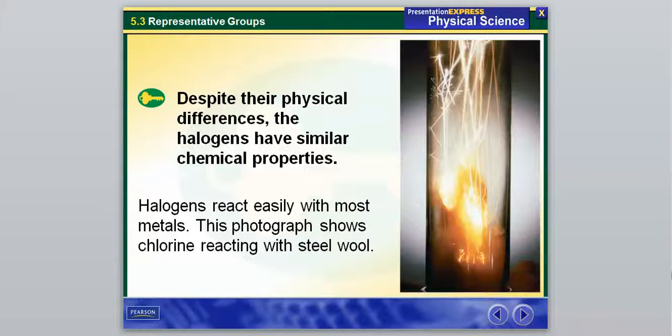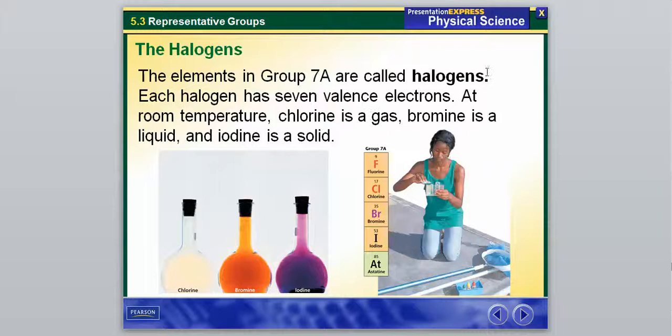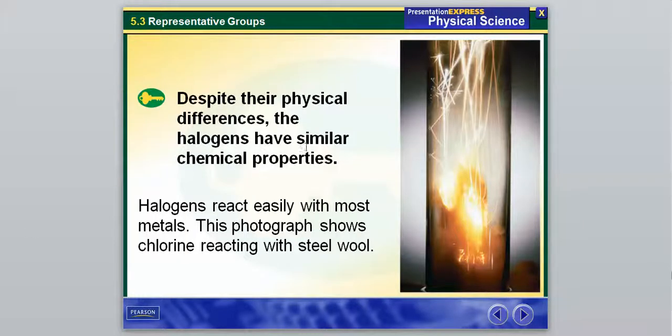And despite their differences, the halogens actually do have similar chemical properties. So even though we have one that's a gas, one that's a liquid, and one that's a solid at room temperature, and if you look here we have another gas and another solid, so we have 2, 1, and 2 at room temperature, their physical characteristics are very different. Their chemical properties are what is similar. So even though they have different physical characteristics, they're going to have very similar chemical properties.